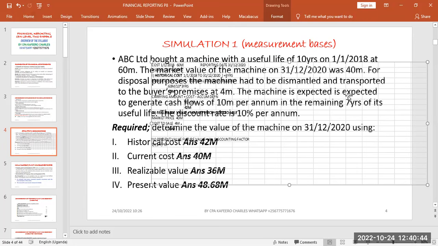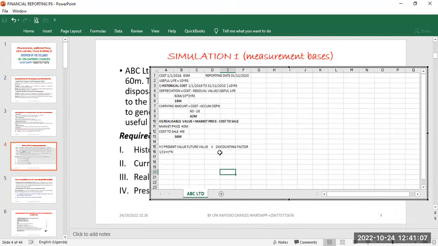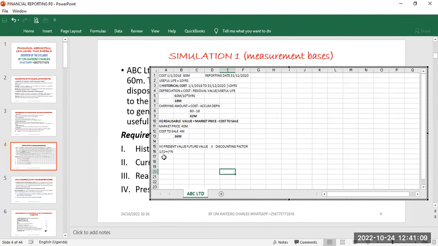The machine is expected to generate cash flows of 10 million per annum in the remaining 7 years, meaning our n is going to be 7 years. Our cash flows, we are going to be receiving 10 million. The discounting factor is 10%. So we have all the information, we can just fill in here and we get all that what we need.